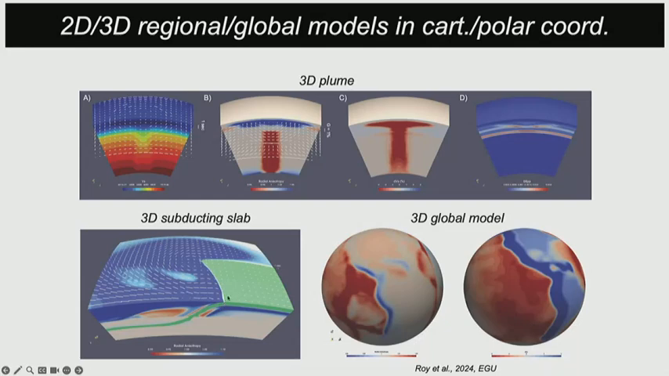This is an example for a 3D subducting slab. Again, radial anisotropy in color here, SKS splitting, and then you can do this also at the global level, right? So this is a model run by Paulomi Roy. This is radial anisotropy, and this is isotropic DVS. Basically, you can do this exercise for any kind of geodynamic model: 2D, 3D, Cartesian, polar coordinates, regional scale, global scale, and so on.